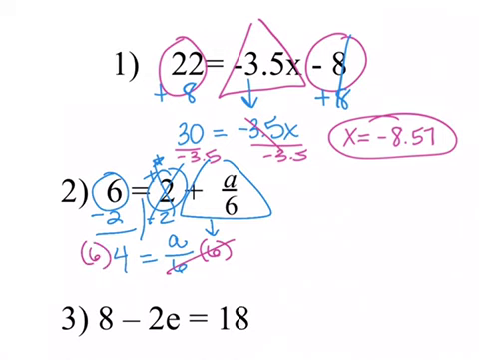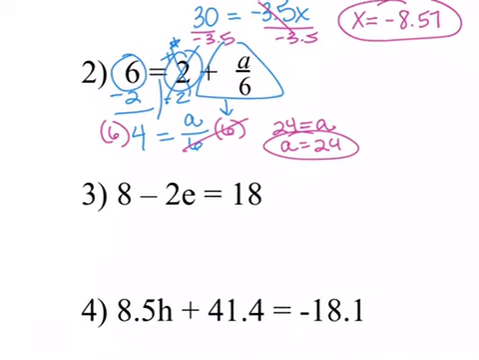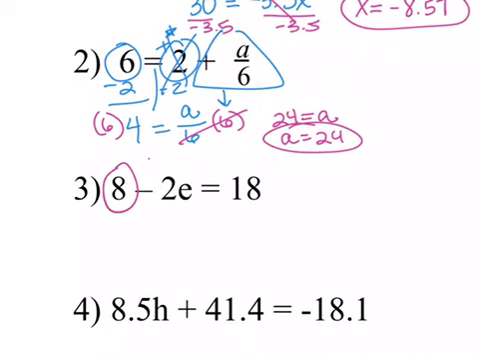So I'm going to multiply on both sides. So 6 times 4 is 24, and so a equals 24. Now number 3, we've got 8 minus 2e equals 18.